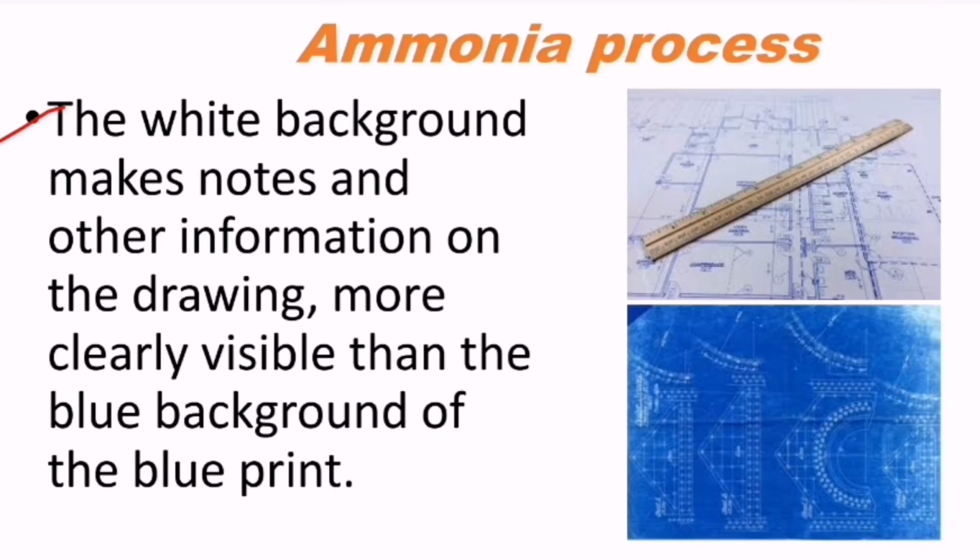The white background makes notes and other information on the drawing more clearly visible than the blue background of the blueprint. If you see this blueprinting, and this is the ammonia printing process, if you want to indicate any letters on this, if you want to write anything on this blueprinting background, what happens? The letters are not going to appear clearly. So if you write anything on the white background, that will appear very neatly and clearly. That is the difference between the ammonia and blueprinting process. So the white background is going to make it clearly visible.